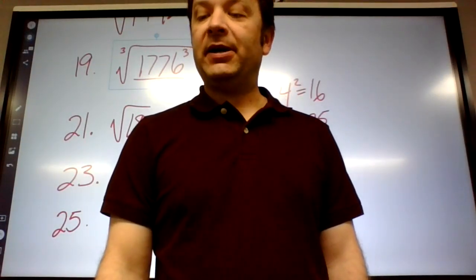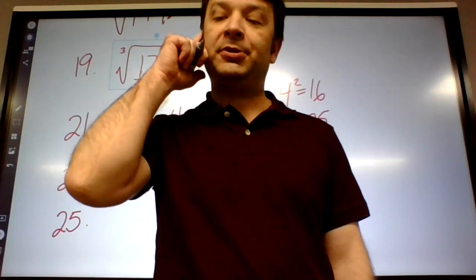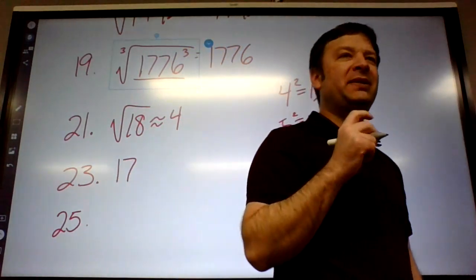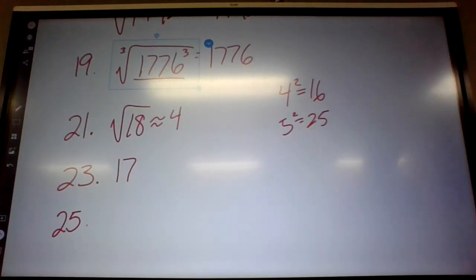Okay, 25, it says plug in your calculator and round to the place that they tell you to. So what is the tenths place? First decimal place. First place after the decimal.